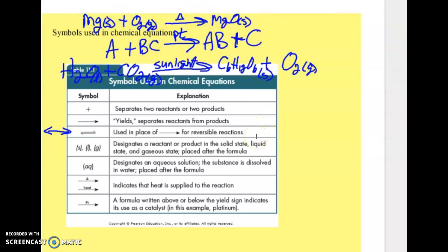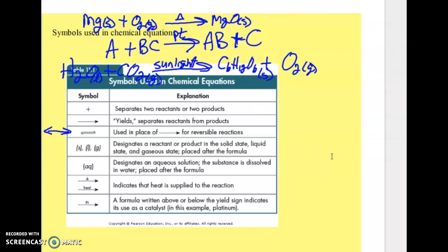You actually have done that reaction in the lab when you heated magnesium and it turned to that ash looking stuff. That was magnesium oxide. The arrow we say is the yields. It separates reactants from the products. Sometimes in reactions, we use a yield arrow that goes in both directions. This means that the reaction is taking place both in the forward and in the reverse.